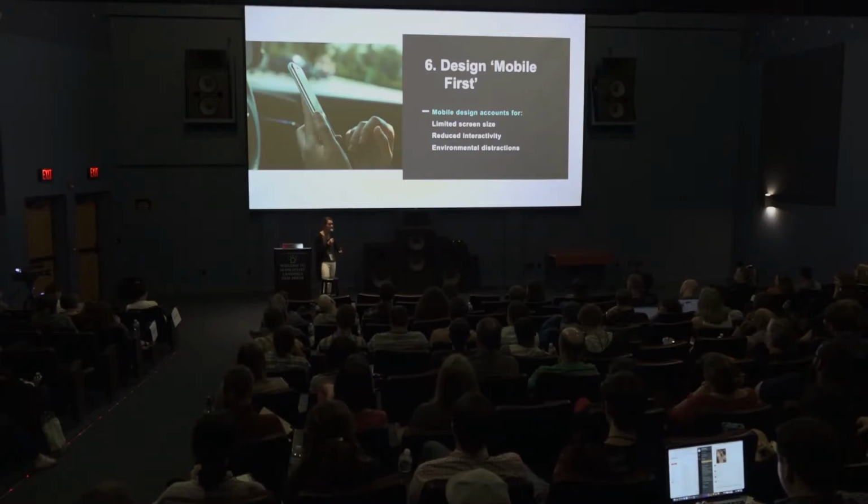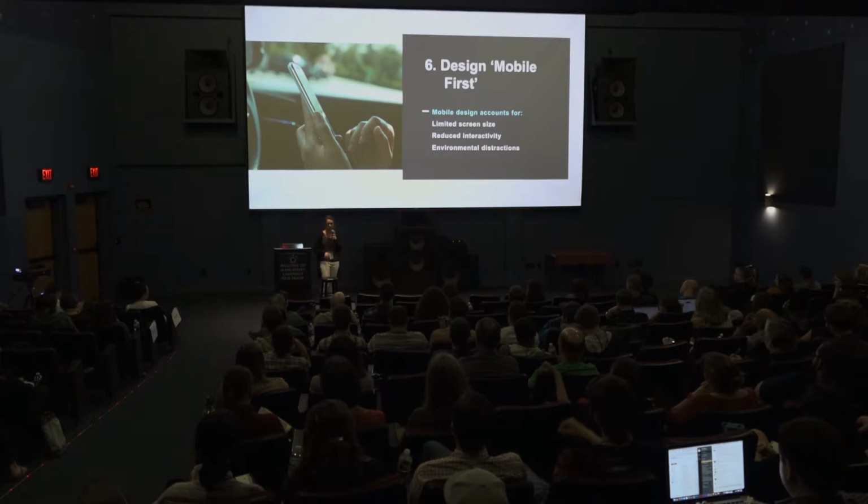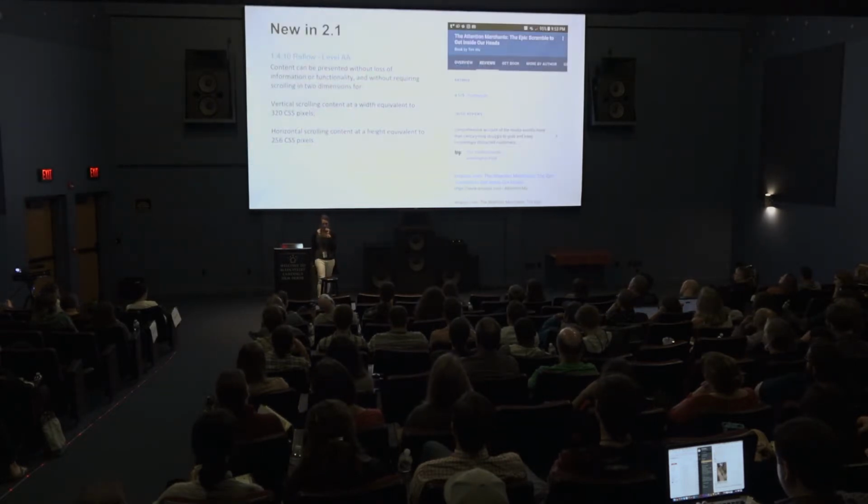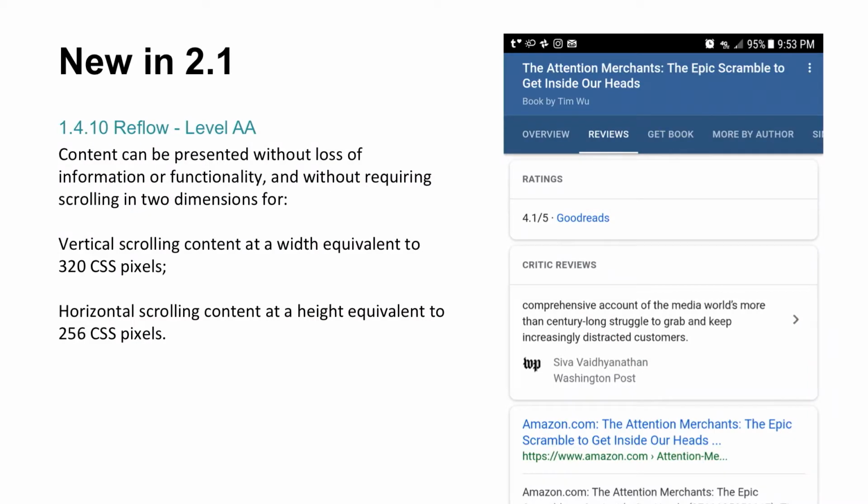You're in the ER. You're on Google Maps trying to find something, or like me, trying to figure out how to get to this building before it starts. So you're already considering all of those things when you're designing mobile first. And this is especially important because one of the new principles in 2.1 is that it is now not compliant to have text that scrolls in more than one direction.